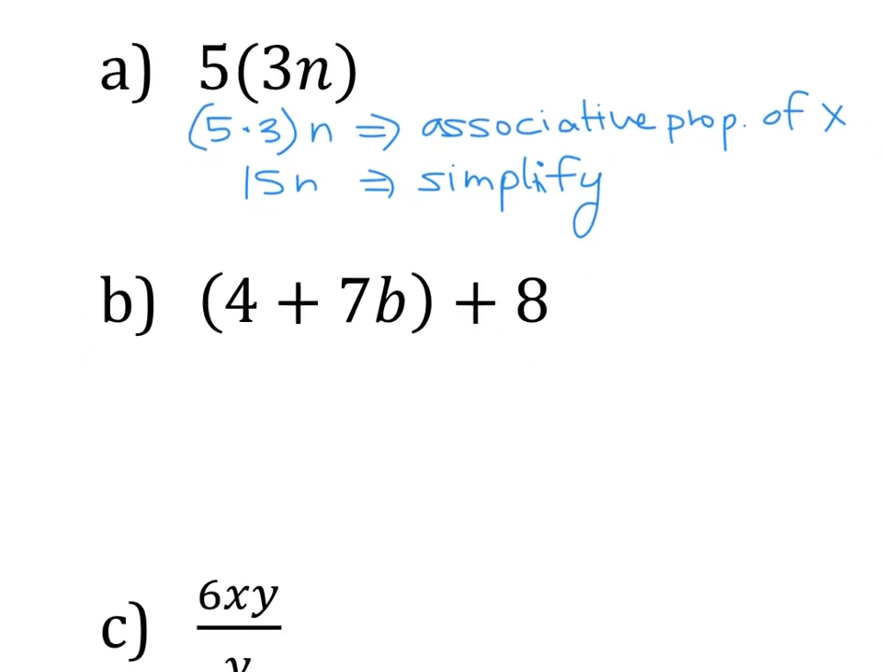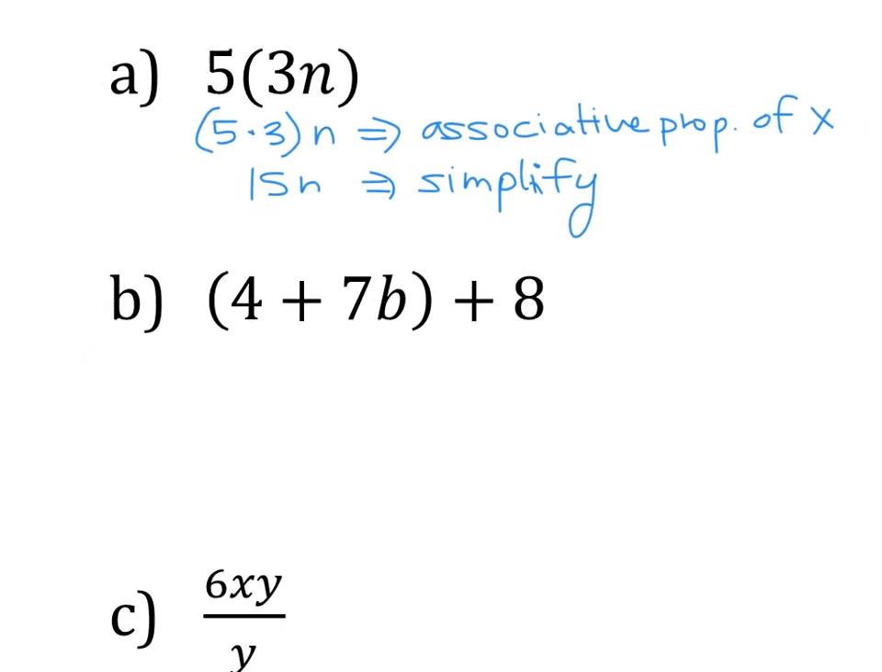Look at b. 4 plus 7b plus 8. What can actually be added together there? The 4 and the 8. So we need to get 4 and 8 together, okay? So the first thing I'm going to do is flip-flop these. I'm going to make this 7b plus 4 instead of 4 plus 7b. Which property takes them and flips where they are? You go to school, you come home from school. Commutative property of addition.